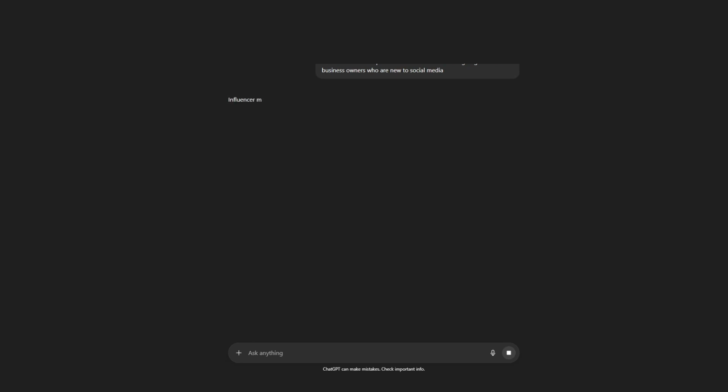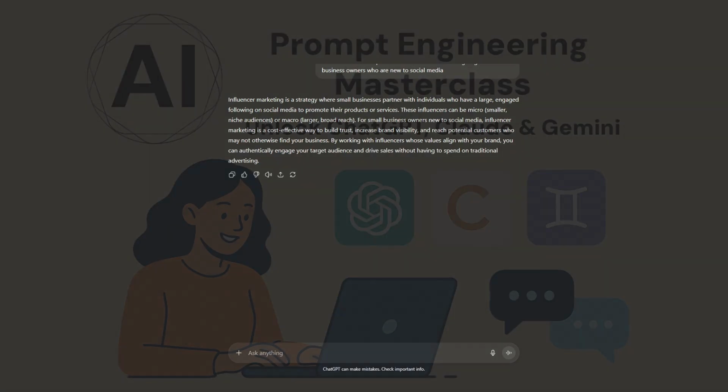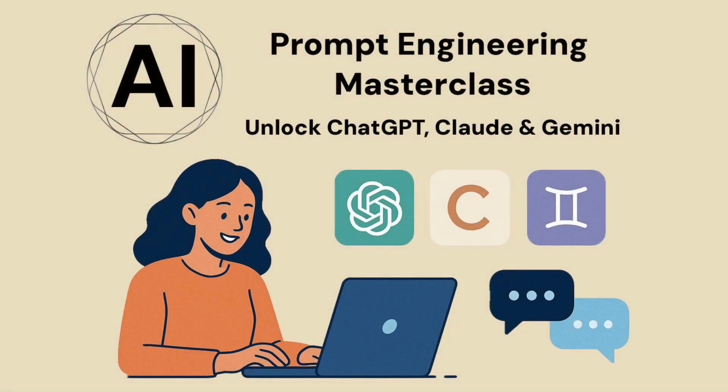Think of AI like a mirror. It reflects the clarity of your request. Garbage in, garbage out. Precision, tone, and structure. These are your power tools. Master them. And the AI becomes your creative partner, not just a chatbot.